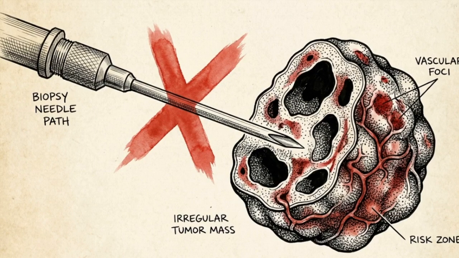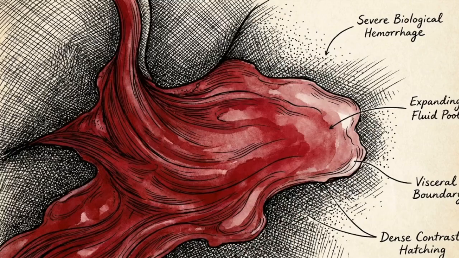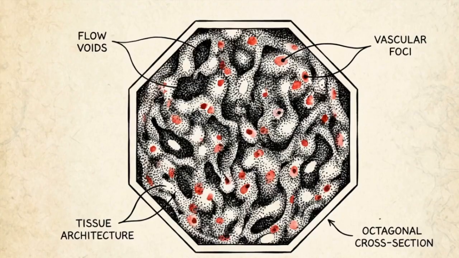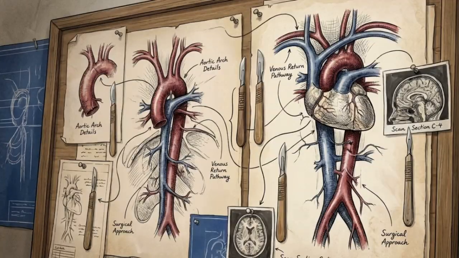A biopsy is strictly contraindicated. Piercing this mass with a needle causes severe, uncontrolled bleeding. The salt and pepper pattern is a mandatory stop signal for the clinical team. It requires an immediate pivot away from a biopsy and straight toward angiography or surgical planning.